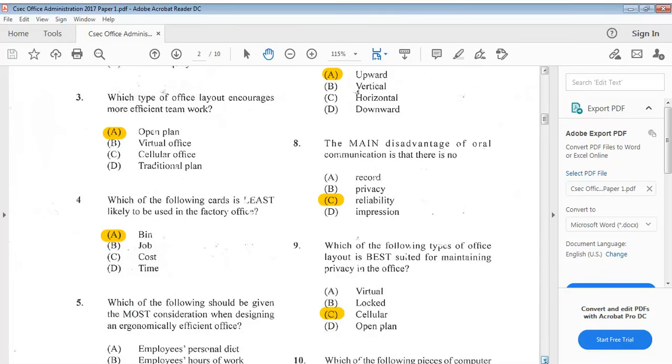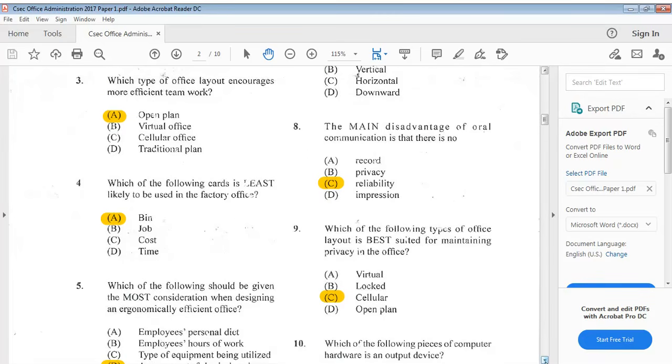The main disadvantage of oral communication is that there is no A. Record. B. Privacy. C. Reliability. Or D. Impression. Our answer would be C. Reliability. That would be the main disadvantage of oral communication. Let's go on to number 9.